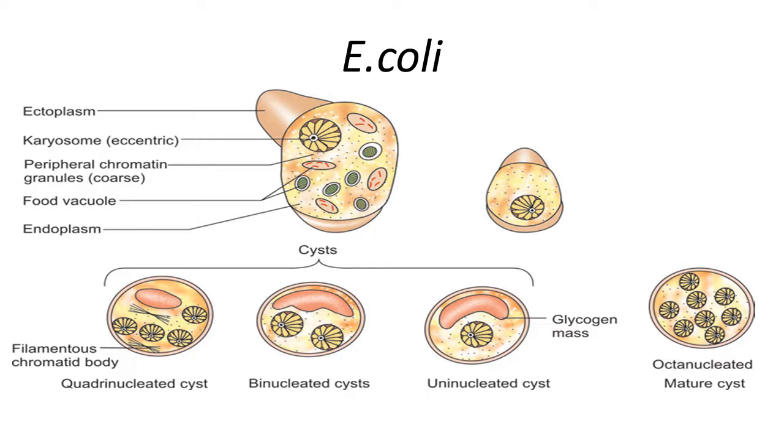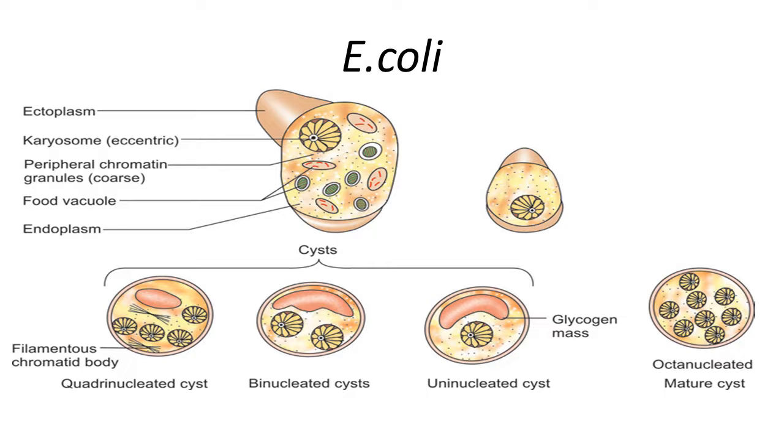Inside the cytoplasm of the trophozoite, we cannot see ingested RBCs, because these parasites do not have the ability to invade or penetrate the intestinal wall. Here we cannot see ingested RBCs.